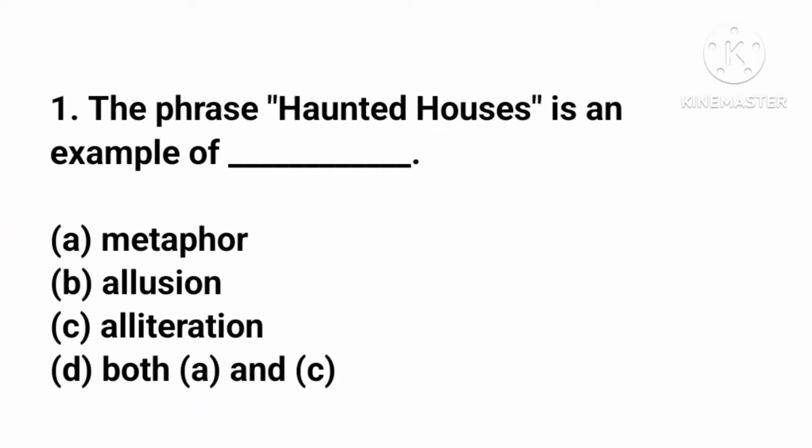The phrase haunted houses is an example of option A, metaphor, option B, allusion, option C, alliteration, or option D, both A and C. So your time starts now.